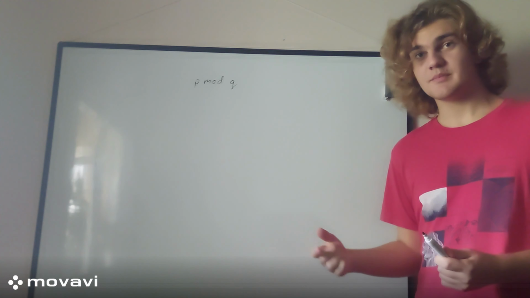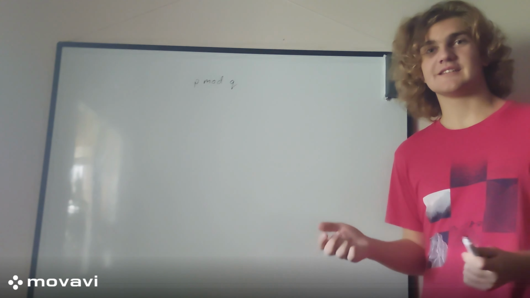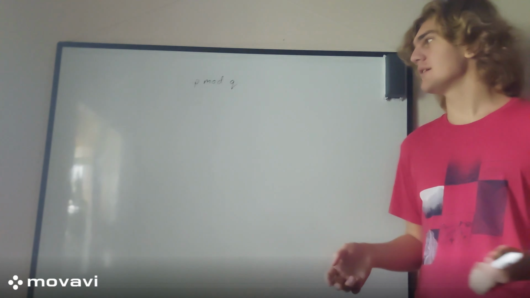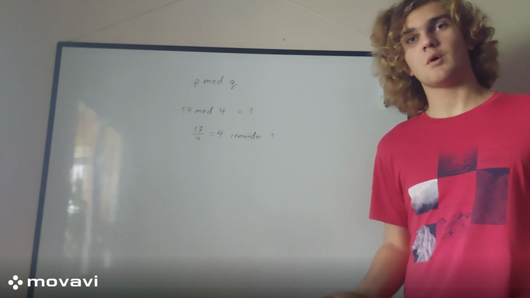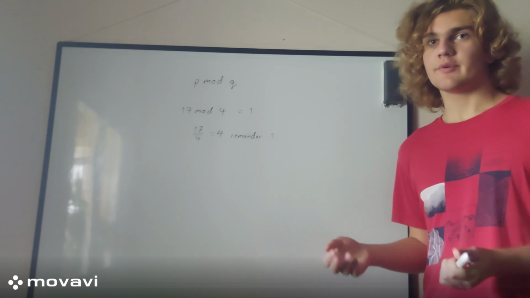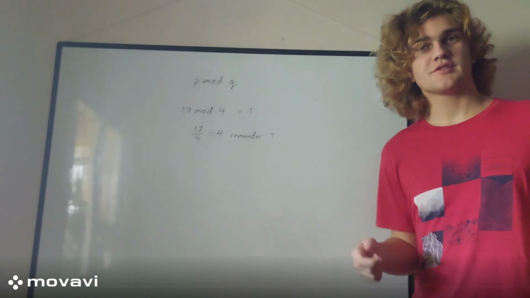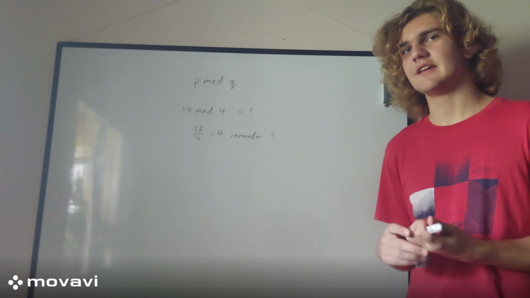Not modulus, but modulo. Now the modulo function, all it does is find the remainder of a number. For example, if I do 17 mod 4, I would get 1. Why? Because 17 divided by 4 is 4 with a remainder of 1. This function is quite useful in order to find remainders, which is something that my friend uses in their equation.